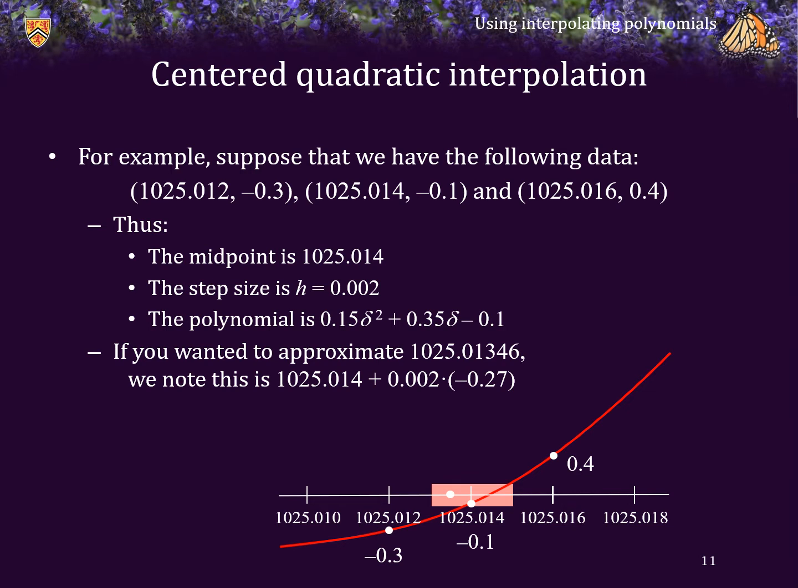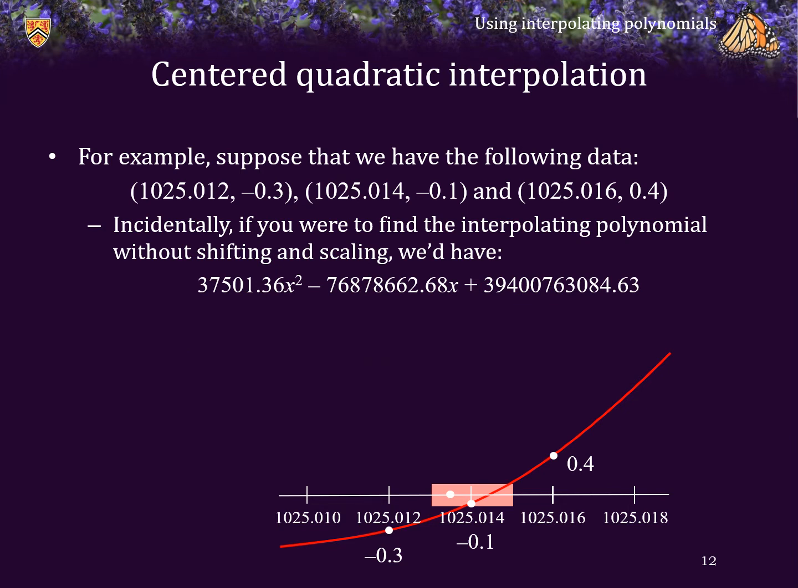So let's assume we want to approximate this at 1024.01346. Now, we know that this is the midpoint plus the step size times -0.27. -0.27 clearly indicates that, yes, it is within half a step of the point that we are assuming is the center. If we substitute this into our polynomial, we get the value -0.183565, which is probably quite reasonable.